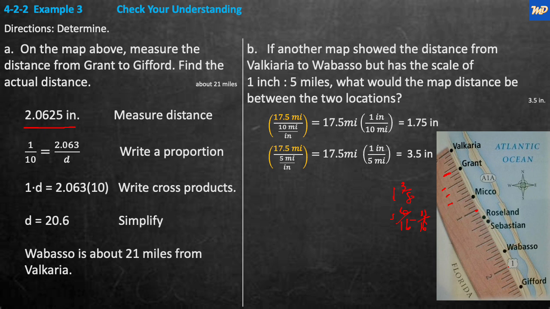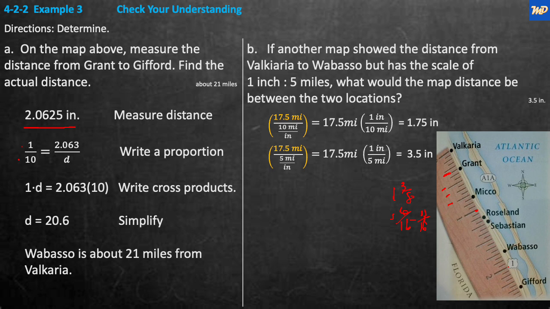Now we say, what is our scale? 1 inch per 10 miles. 1 divided by 10 is equal to, so 1 inch is to 10 miles as 2.063 inches is to how many miles? We don't know. Some amount of miles, d miles, right? So in order to solve this, we've written the proportion and we're going to do cross product multiplication.